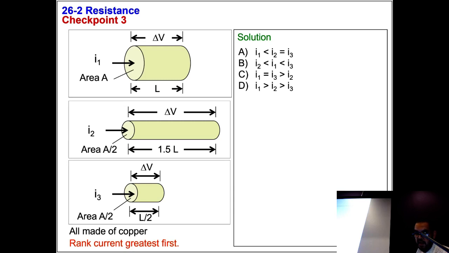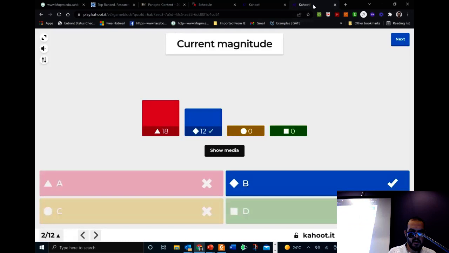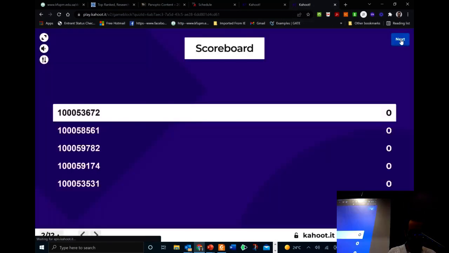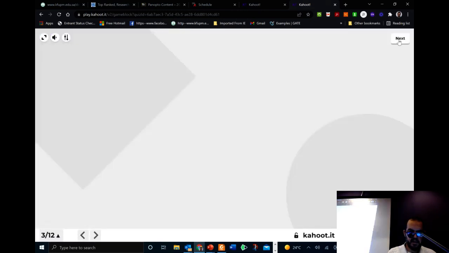Remember, R is rho L over A. R is the resistivity times the length divided by the cross-section area. I will give you half a minute. Let me end the show and move to the discard and move to the Kahoot. All right, so this is the result.